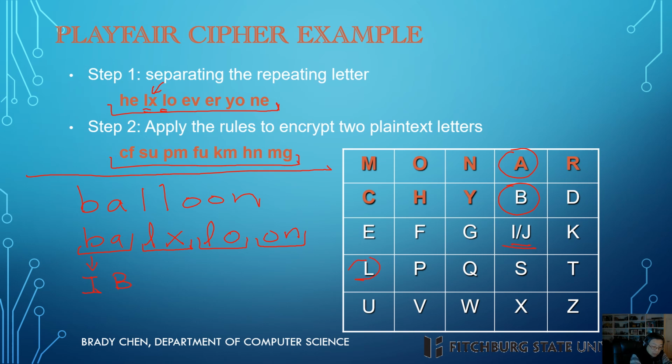LX: L is going to be replaced with S, X is going to be replaced with U. LO: where's O? L is going to be replaced with P in the same row, and O will be replaced with M, also in the same row as O. ON: these two letters are on the same row, so based on rule number 2, each letter is replaced with the letter on the right. So O is replaced with N, and N is replaced with the letter on the right, which is A. So that's the ciphertext. In this case, B and A are in the same column, and O and N are in the same row.